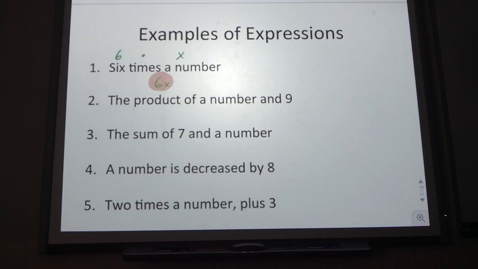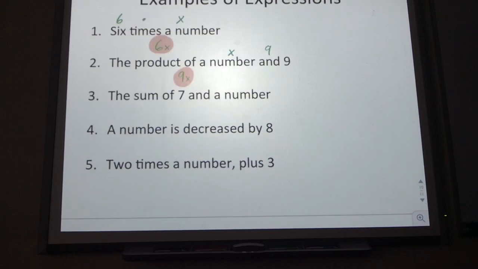Okay, up next, the product. What does product mean? Multiplying a number and 9. And we don't write x9, we write 9x. It's another reason why we use those dots instead of x's for multiplication now. Okay, the sum. What does sum mean? Adding 7 and a number. And normally we write x plus 7 on that, but that doesn't matter as much as the 9x.